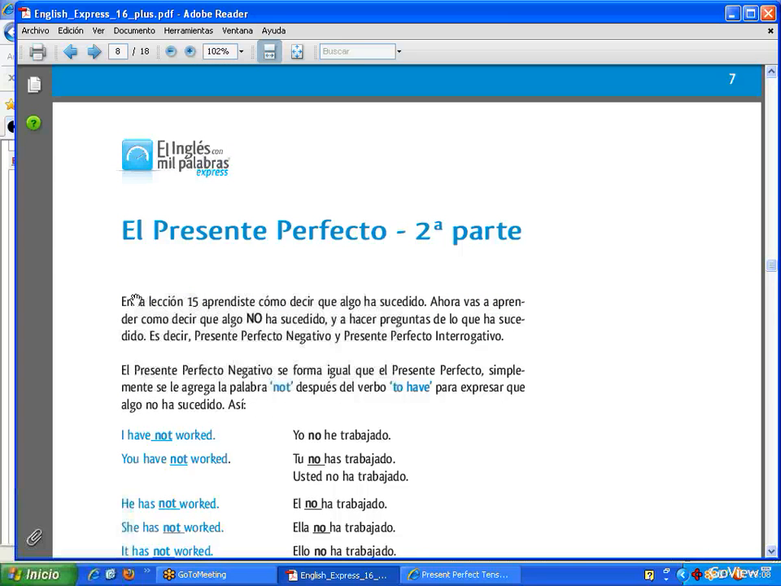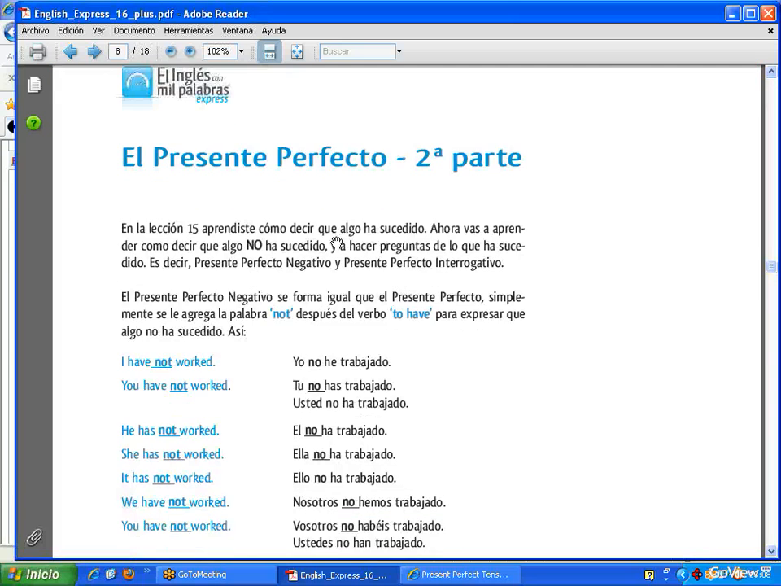In lesson 15, you learned how to say something that is happening, that has happened. Remember, the present perfect is something that we talk about the past still touching with the present. Still touching with the present. And in this case, we're going to learn the negatives and how to make questions. It's very easy.